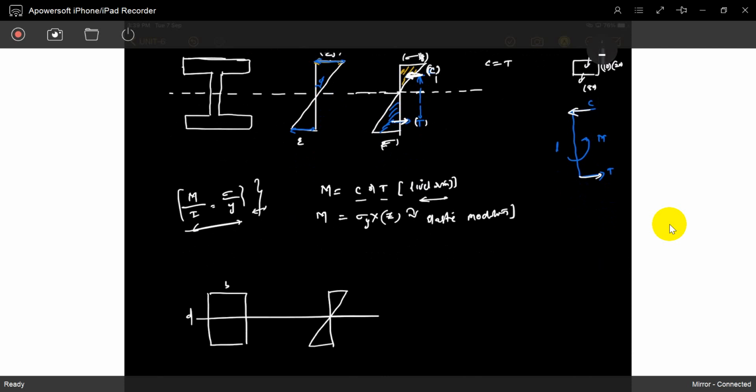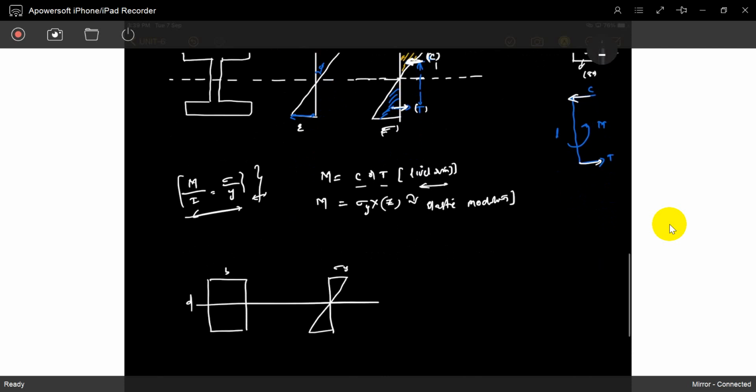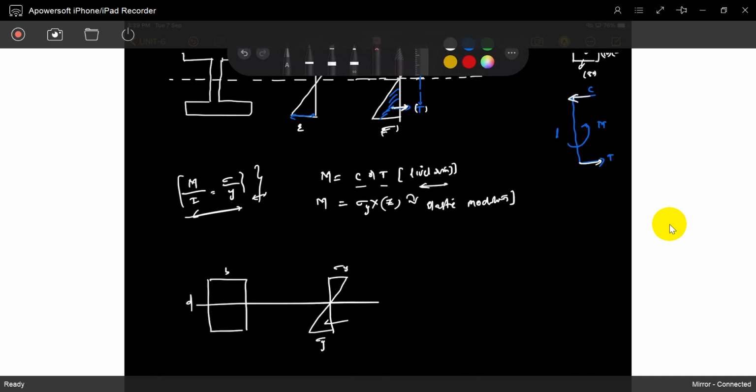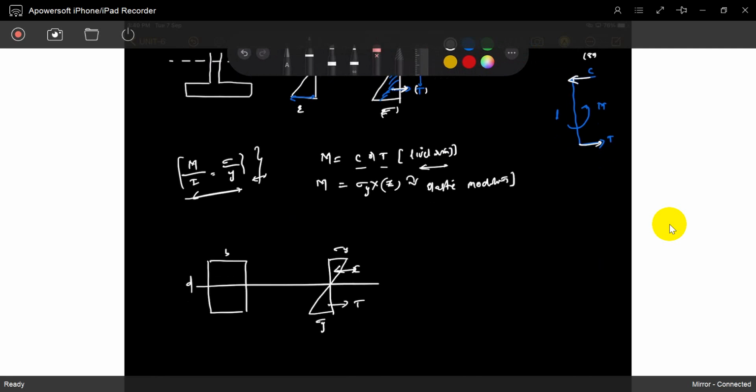I will give a small proof. So this is elastic stress. It will reach us to elastic stress. So it is a compressive force, and it's a tensile force. Just see it. What is the compressive force? This is the compressive force. What is compressive force? Sigma into, that is the stress.